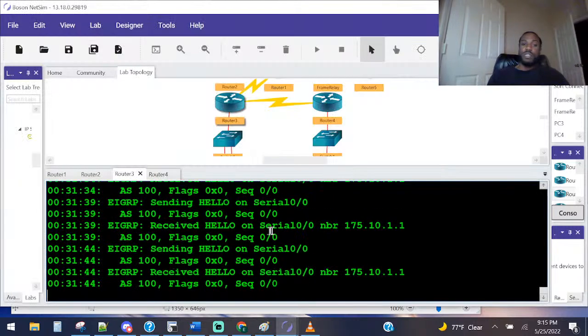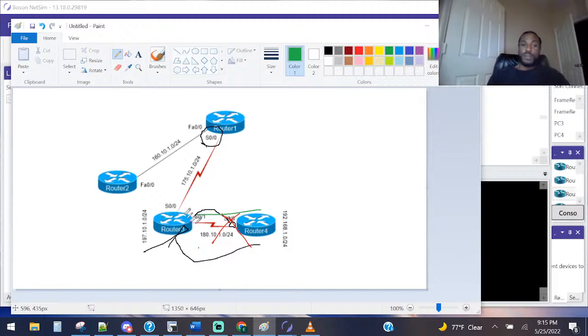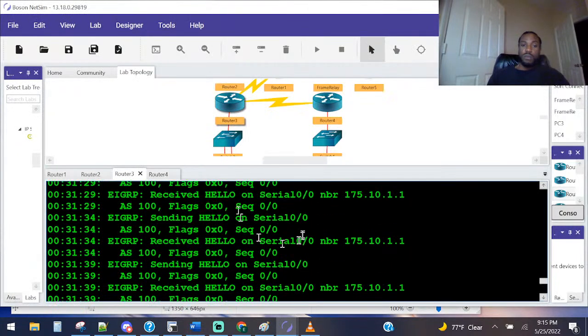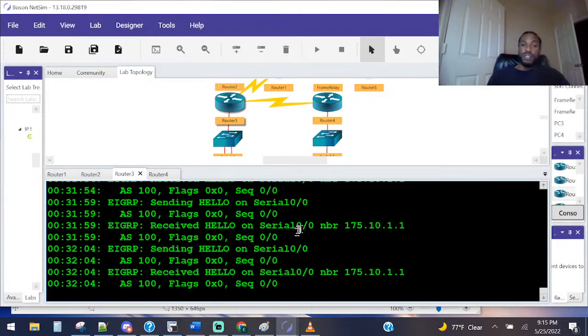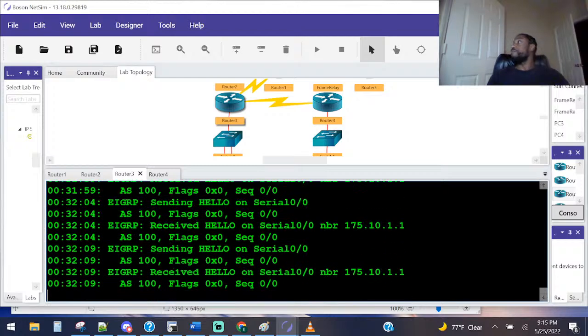Let's see. Sending hello on 000. So we're sending it, but we're not receiving any on that interface. No, that's not 000. That's 001. Yep, we're not sending or receiving on that interface there, which is quite odd. Anyway, that's probably why they want us to look at that.